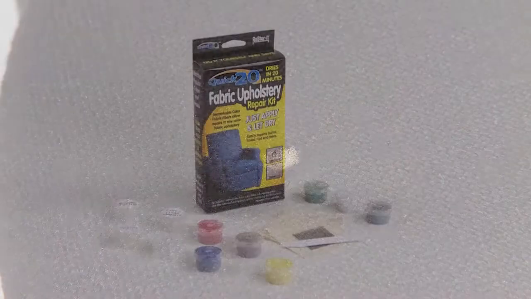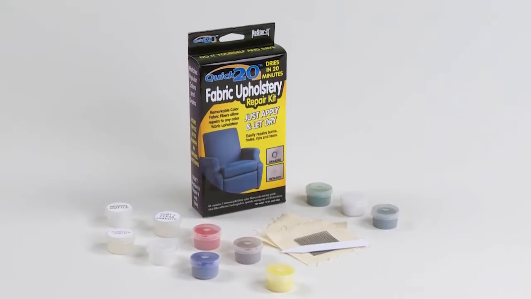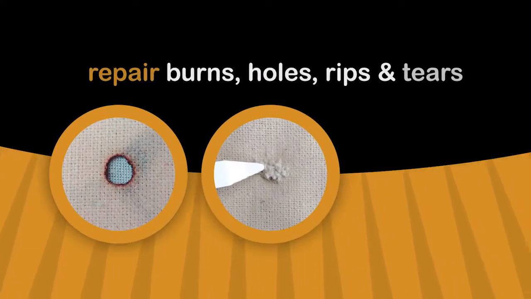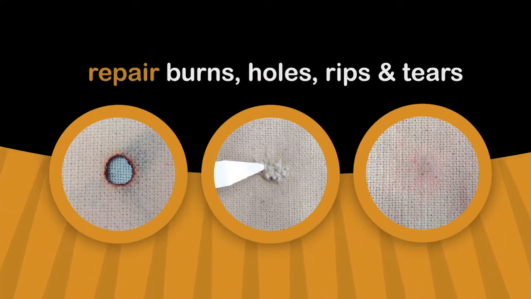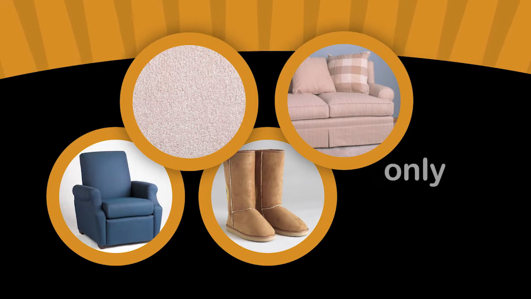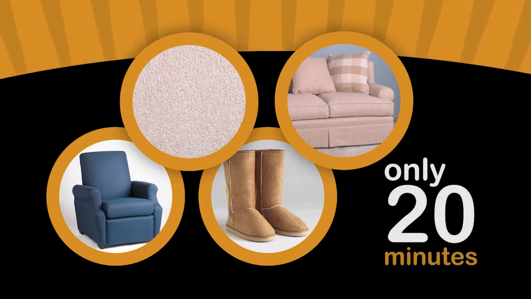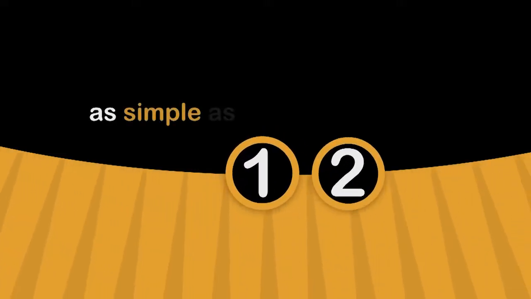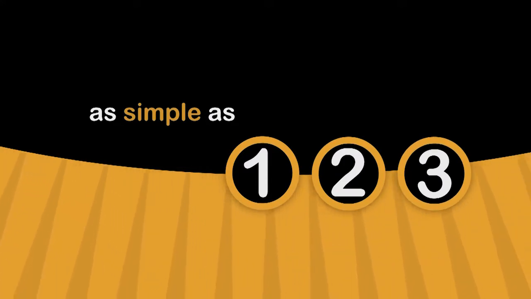Don't replace it, restore it. With the Restor-IT Quick 20 Fabric Upholstery Repair Kit, you can easily repair burns, holes, rips, and tears on any color fabric upholstery in your home, office, car, RV, and more. It only takes 20 minutes, and it's as simple as 1, 2, 3.